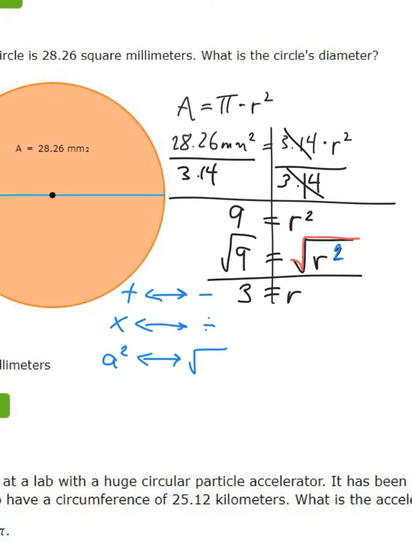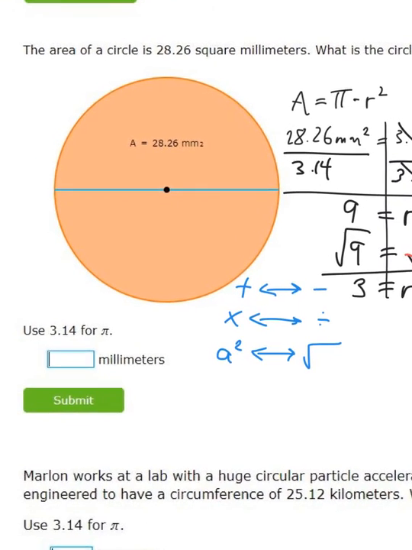Okay, so I figured out the radius of the circle, but this problem is asking for diameter. So let me just go back over to my picture for a second, take a look. I know that this, from the center to the circle, is a radius.